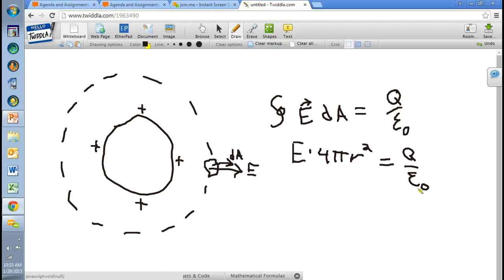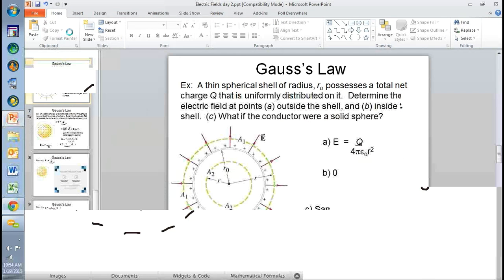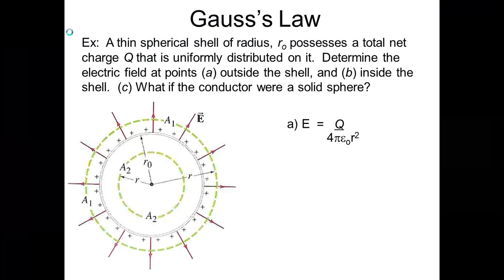Okay, then now I'll go ahead and go back to the PowerPoint. All right. Okay, so then I get E equals Q over 4 pi epsilon naught r squared. Okay. Any questions then how that answer came about? What do you notice about that equation and what the E field is for a point charge?